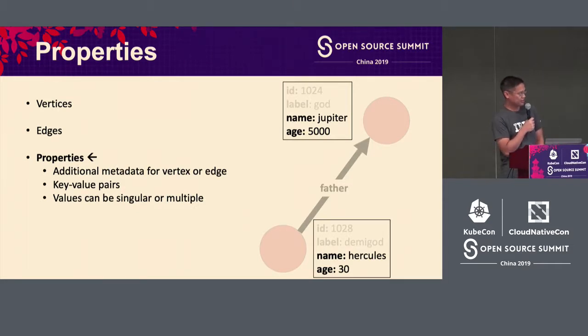And then again, properties. These are on both vertices and edges. These are typically how you store additional data. So more specific attributes that would help differentiate one vertex from another or one edge from another. Typically, these are simple key value pairs. You can have a collection of items as your value, whether it's a set or a list.